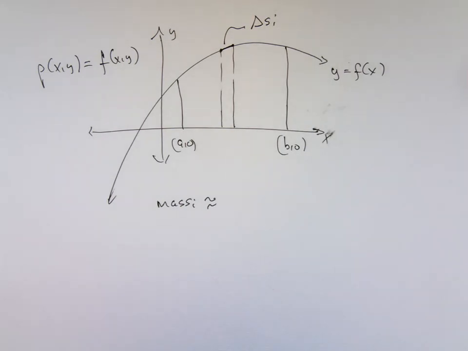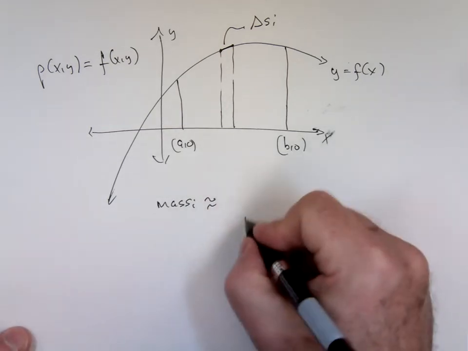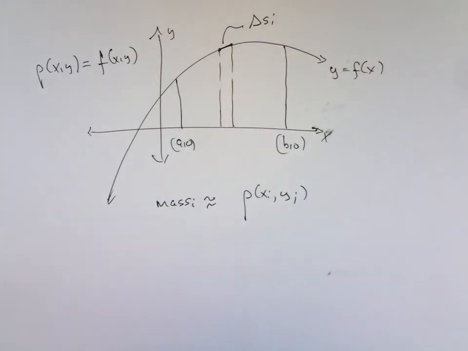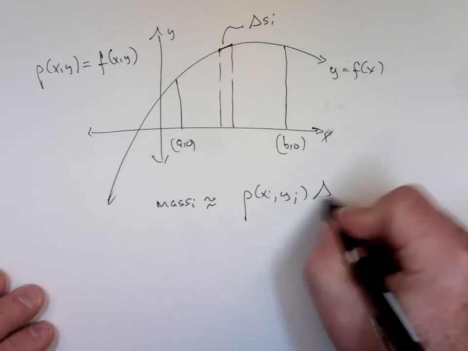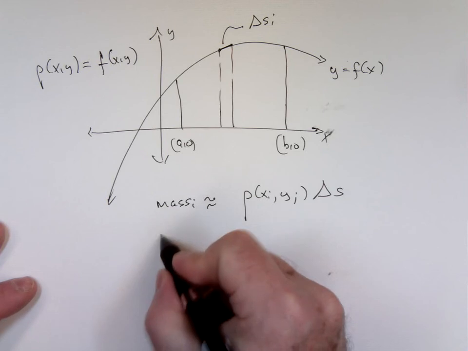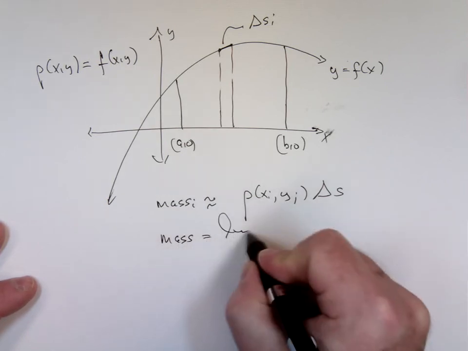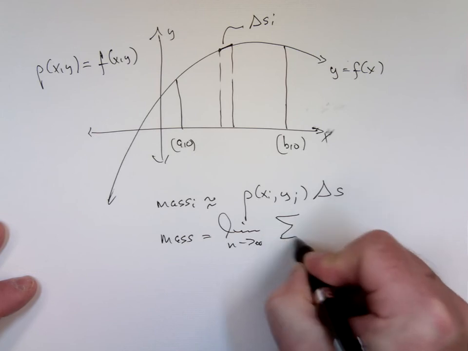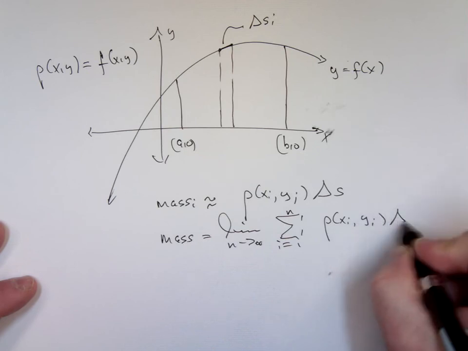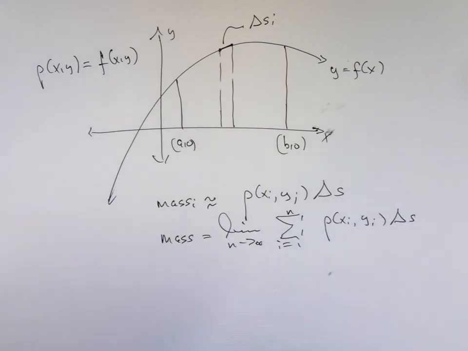The mass of that piece of the wire would be approximately equal to its density function, say at the left endpoint or right endpoint or some point in that interval, times a delta S. That would be the mass of that piece, its density function times an arc length. The total mass of this wire would be the limit, as n goes to infinity, of the sum of all these little pieces. This is a Riemann sum in terms of S, not x.